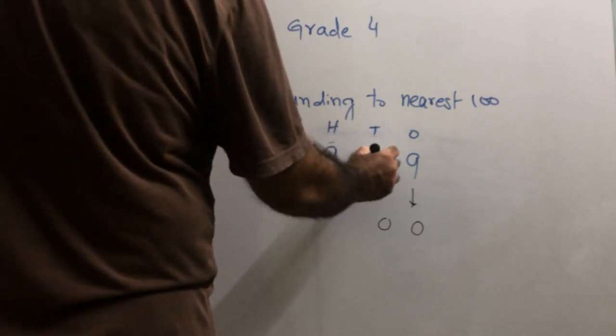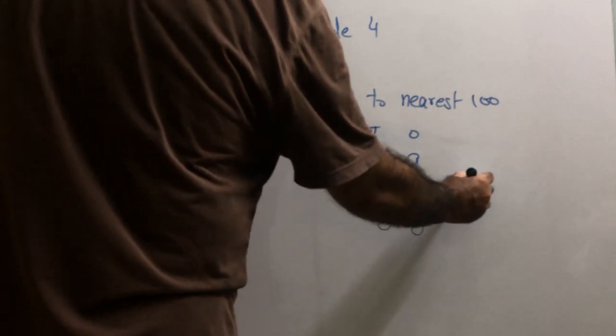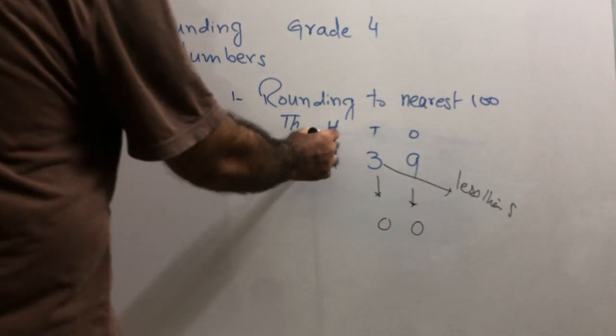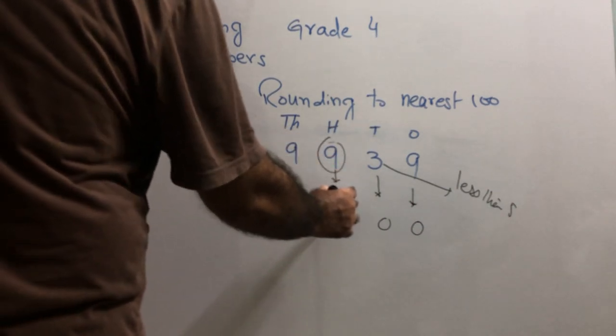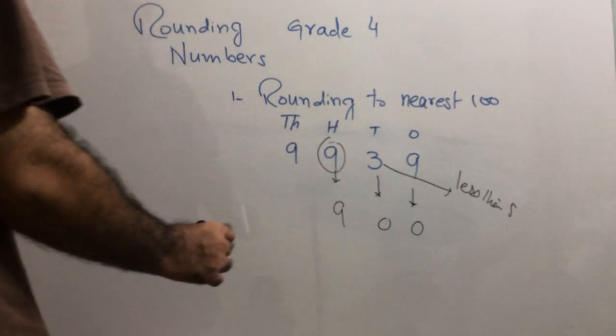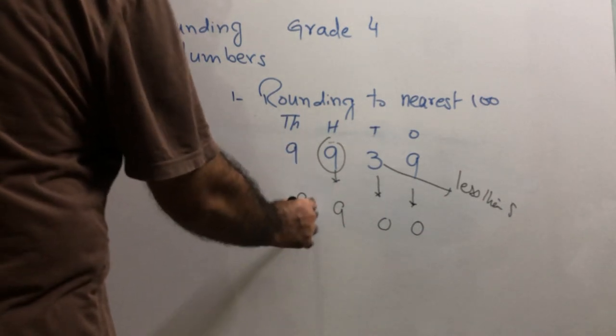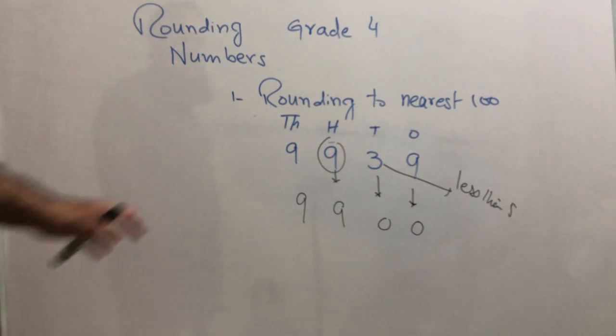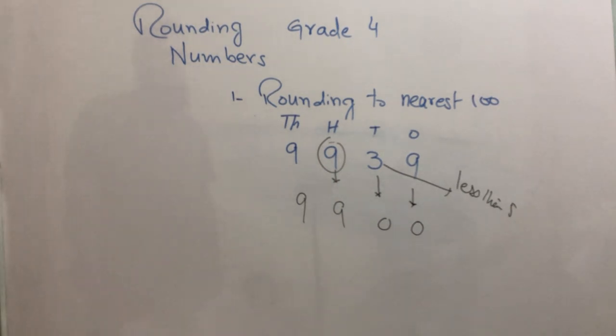This is the neighbor. If this number is less than 5, then there will be no change here. It comes automatically as such. The 9 will come as such, 9. So it becomes 9900. The original number was 9939. So when we decided to round to the nearest 100, we got the answer 9900.